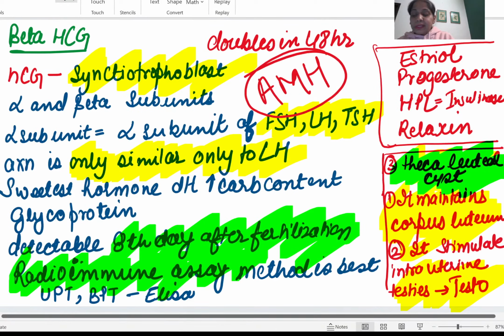usually done, the routine method by which we usually diagnose the pregnancy, urine pregnancy test is, yes, very good Dr. Kavita, very good Dr. Drinkle, it is HCG and AMH. Okay, very good. So radioimmune assay is the best method, but the routine method by which we are diagnosing, the UPT test, urine pregnancy test, or the blood pregnancy test which we are doing, is the ELISA method.